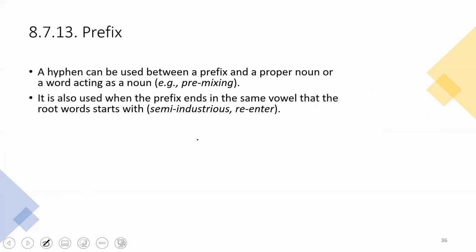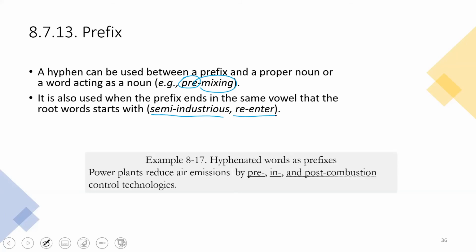We also use a prefix, pre-mixing, which means before mixing. Semi-industrious, re-enter. You do have this kind of words a lot. Even what I just told you, pre-combustion, in-combustion, post-combustion, which means before, during, and after.